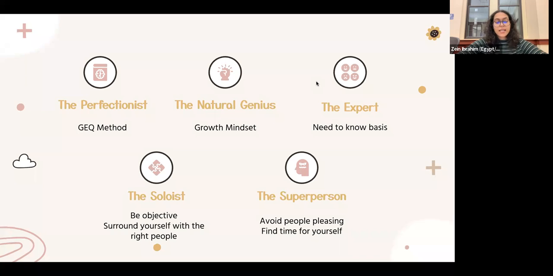The next thing is the natural genius. To overcome your genius complex, you should try to cultivate a growth mindset. A growth mindset is the belief that with effort, you can improve your abilities, your skills, and your talents. The opposite is a fixed mindset, which is what a natural genius has, when they believe that people are born with talents or skills and they don't earn them. They're just born with it.